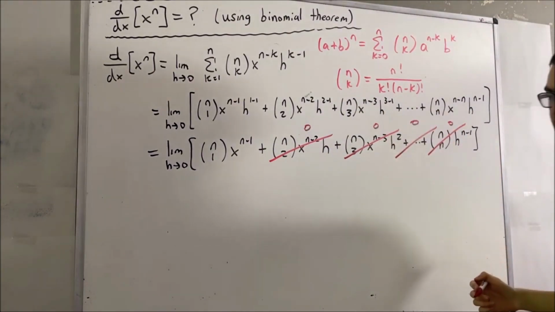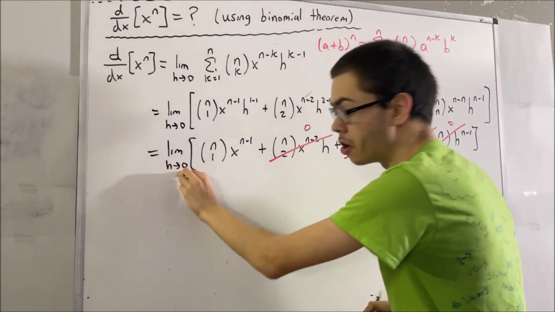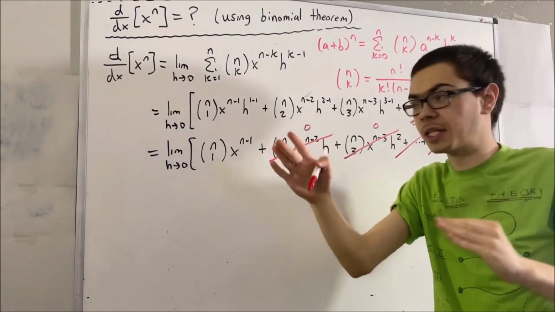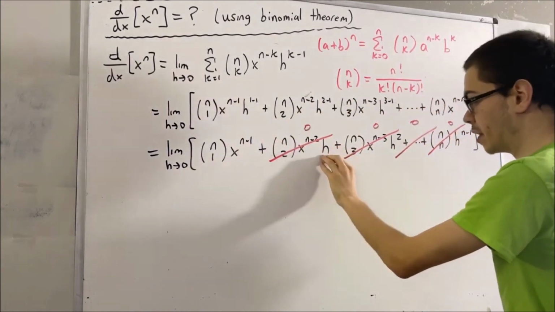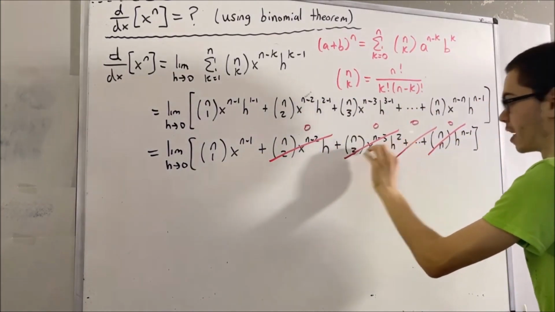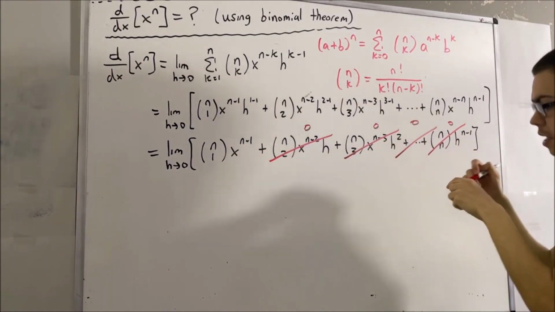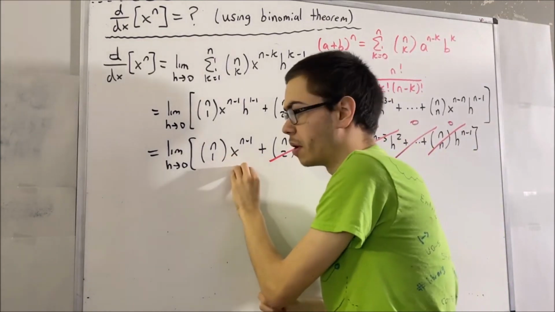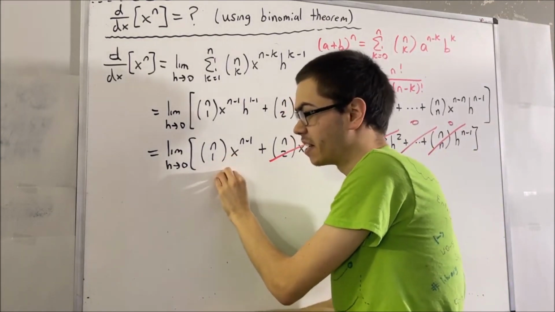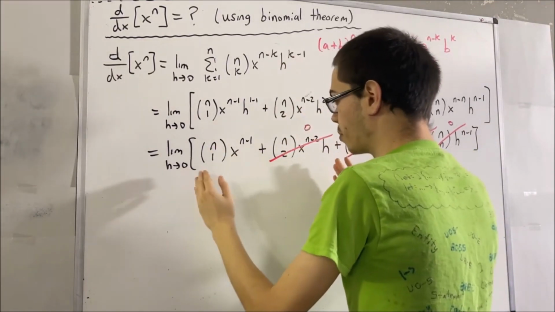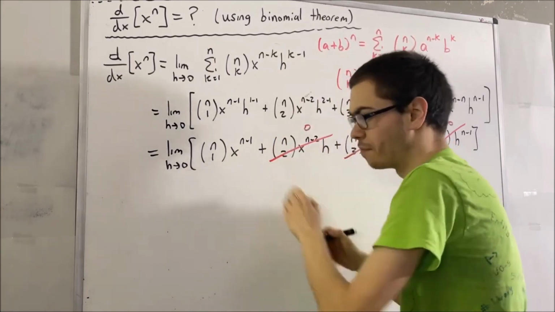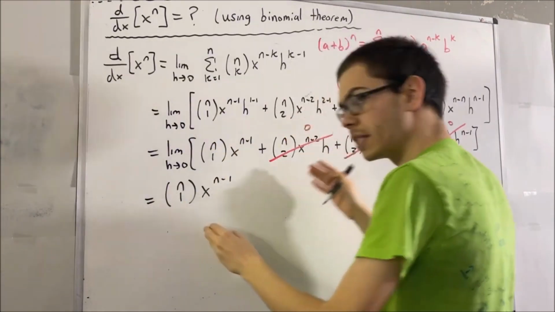The reason why is because when we take the limit as h approaches 0, we can now do direct substitution. We would have 0 times this, 0 squared times this, 0 to the power of n minus 1 times this. They would all become 0 except for this term, because this term doesn't have h in it. So now, when we take the limit as h approaches 0, all we're left with is this term. So really, this is what we're left with.